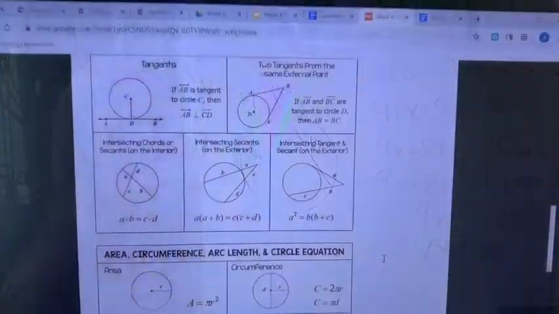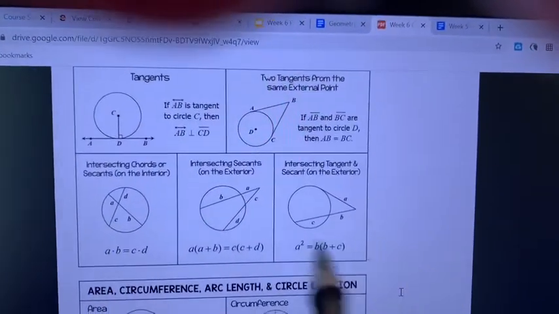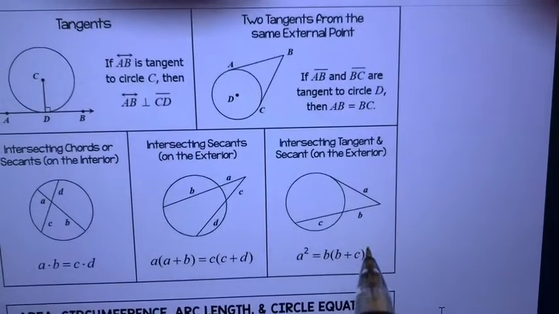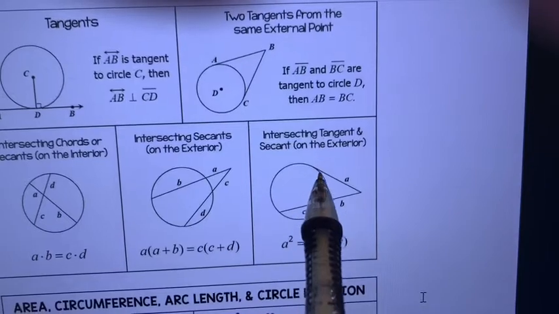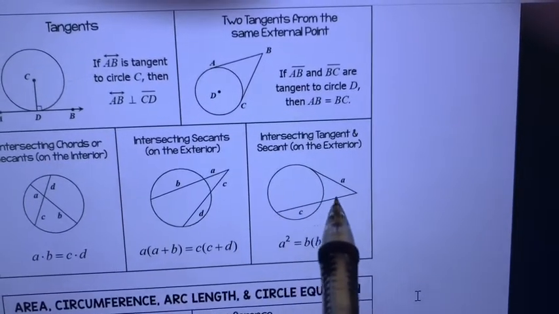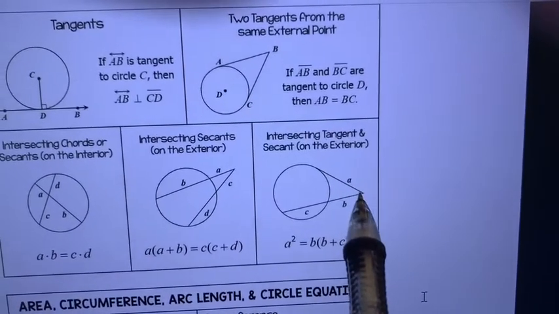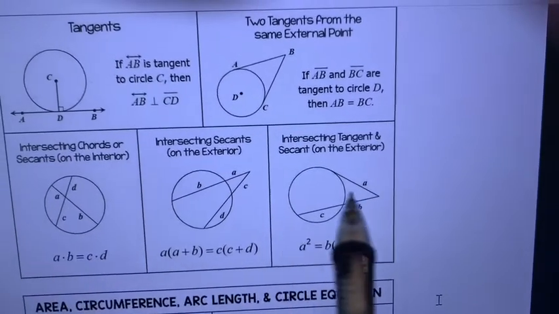Our next problem, we are going to go back to our rule sheet. It's the second page, right next to the one we just did. So it's this one, intersecting tangent and secant on the exterior. So here we have a tangent line. Remember, this is just going to touch that circle in one place, and it's intersecting with the secant that goes through it. And the on the exterior part means it's intersecting outside of the circle rather than inside of the circle, like that one that's on the interior.